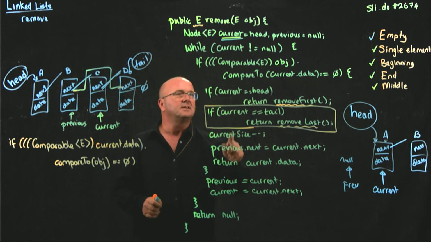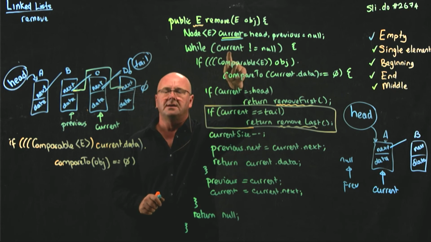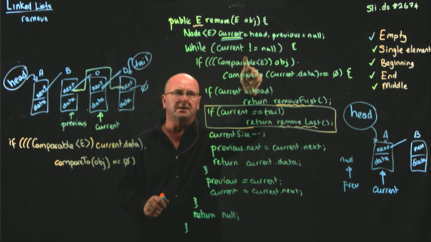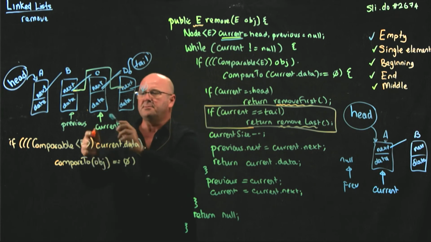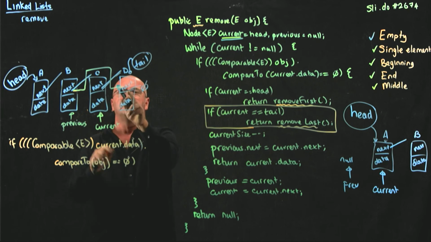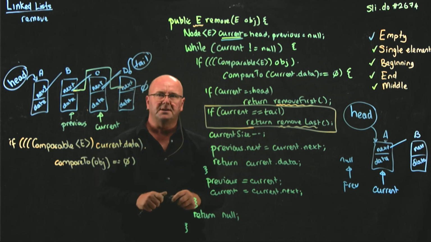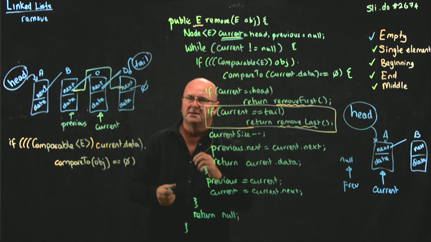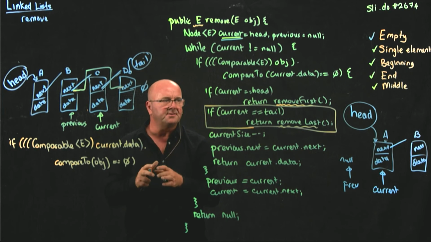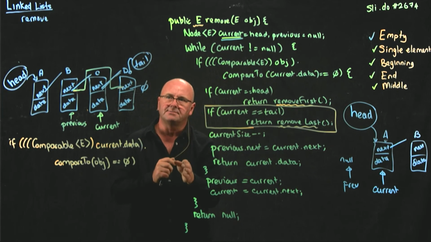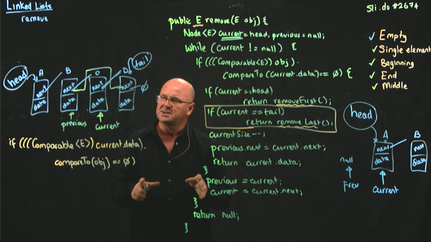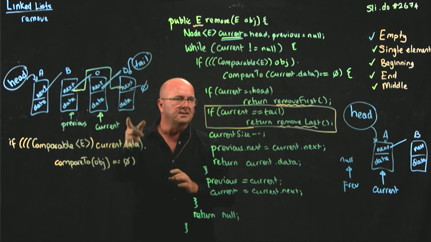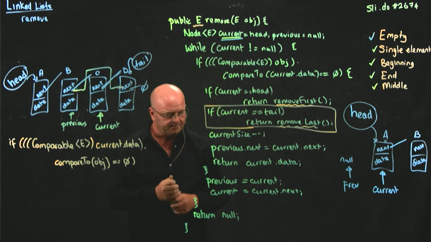And one of the things I need to emphasize is here we're checking for current not equal to null and not current.next not equal to null. If we stop when current.next is not equal to null, we don't check the last element in the list. Okay. So in the remove last method, we stopped at current.next equal to null. In the remove method, we stop at current not equal to null. It's a really important distinction because one will check the last element and one will not. Okay.